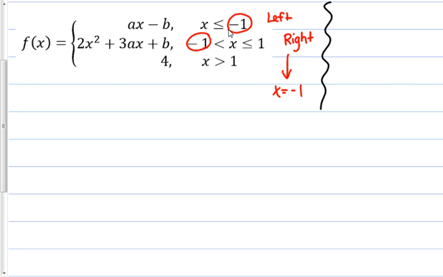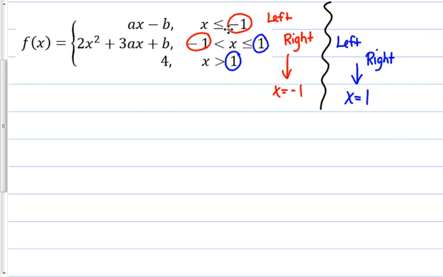The second piece and the last piece, they share the number 1. So for those two, the middle one is going to be the left-hand limit, and then the bottom one is going to be the right-hand limit. And for these, I'm going to use x equals 1. So I'm going to do basically the last example, but just twice.